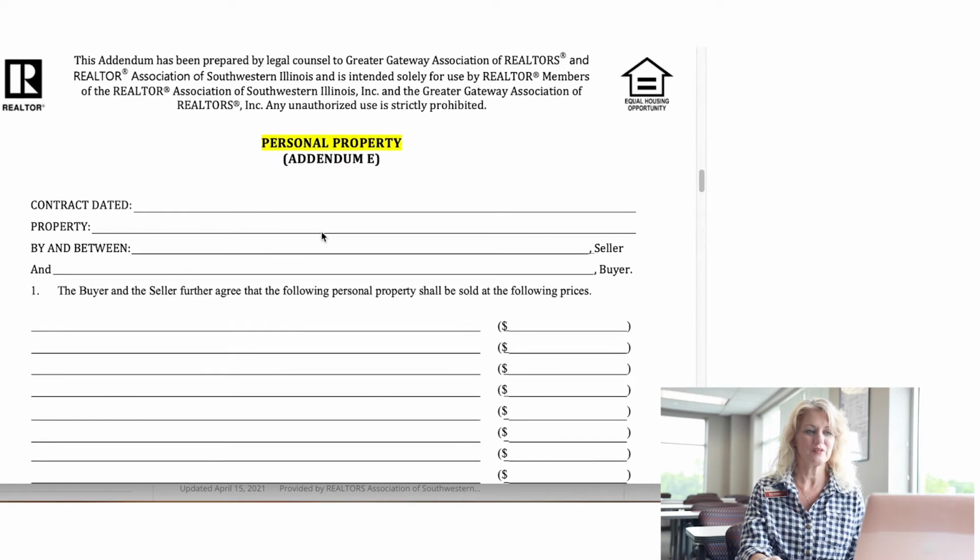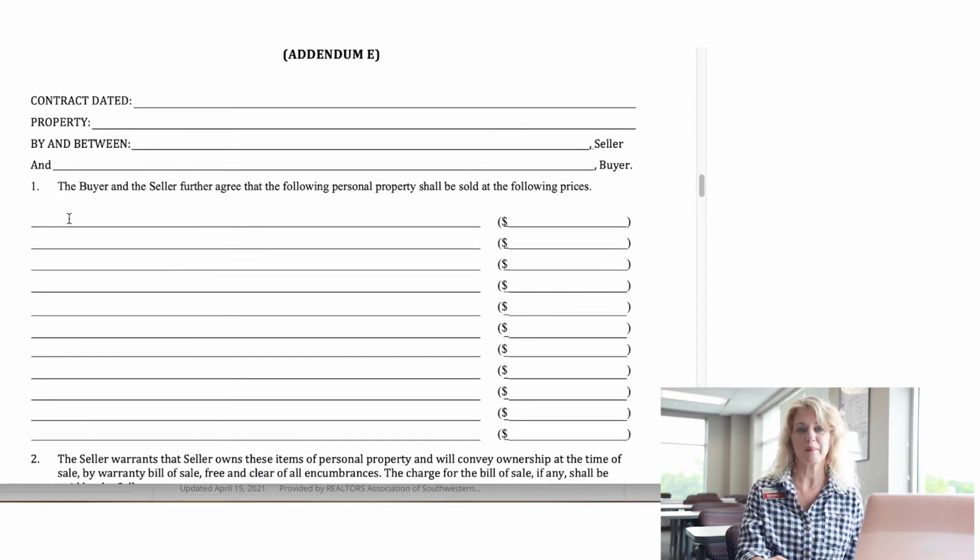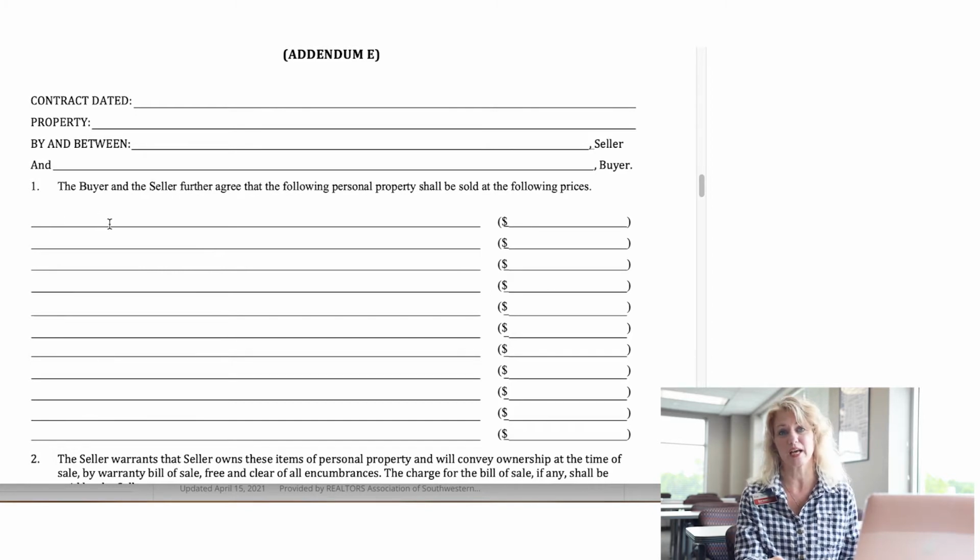This is usually included with most purchase contracts, whether it be a shed in the backyard or a freezer in the basement or the kitchen appliances. Now you don't type here "kitchen appliances." You have to identify each piece of personal property specifically. So contract dated, property address, seller's names, buyer's names, and then identify the personal property that would be included or that your buyer is requesting to be a part of this purchase contract.